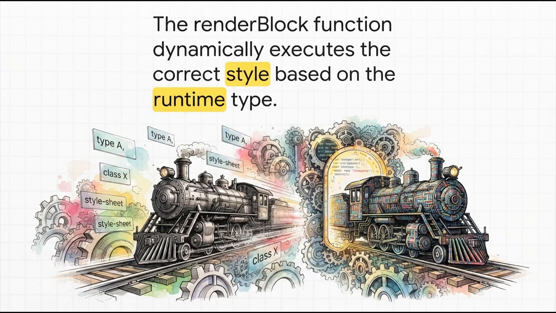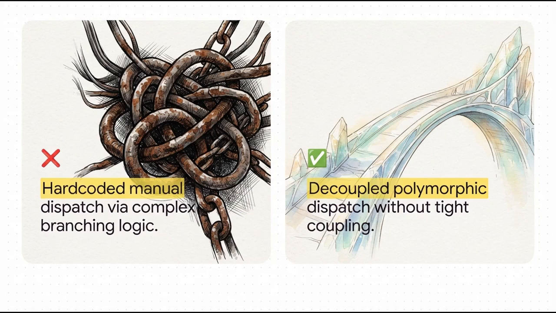And finally, step 3, we glue it all together. We create this renderBlock function that uses polymorphic dispatch through pattern matching. So when renderBlock is called, it takes that render style record and the block of text, and it dynamically executes the correct style, whether that happens to be a header or a paragraph, based entirely on the runtime type. It's practically magic.